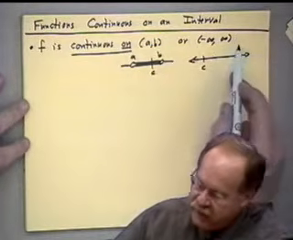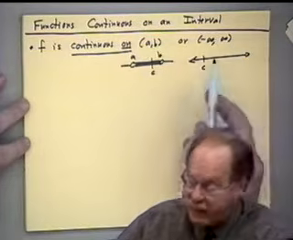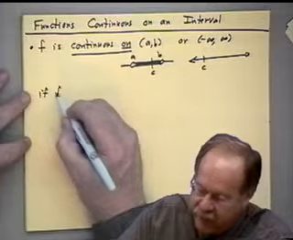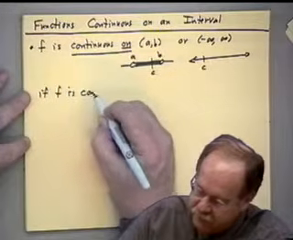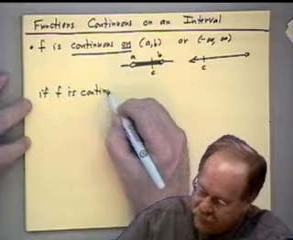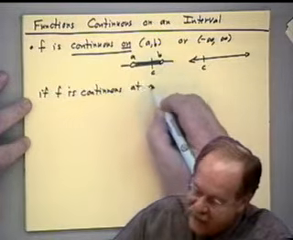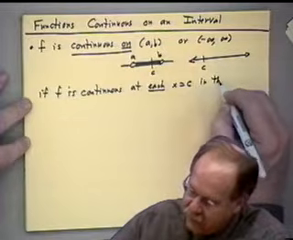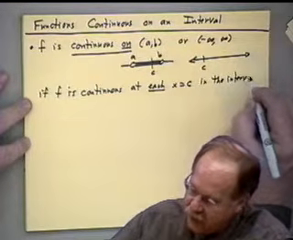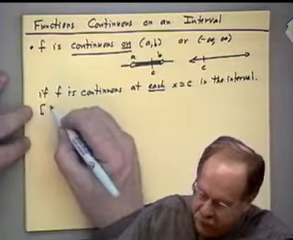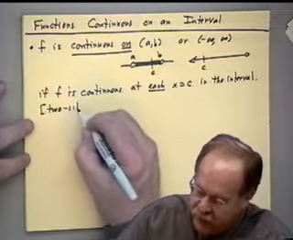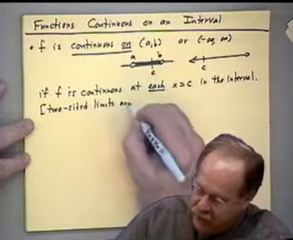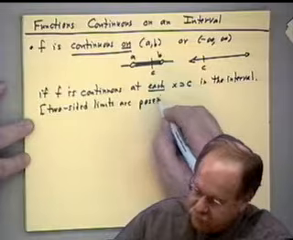f is continuous on these open intervals, as you might expect, if it's continuous on all the points in those open intervals. So if f is continuous at each individual x equals c value in the interval in question, in this case, these open intervals. Now, the point here is that two-sided limits are possible here.